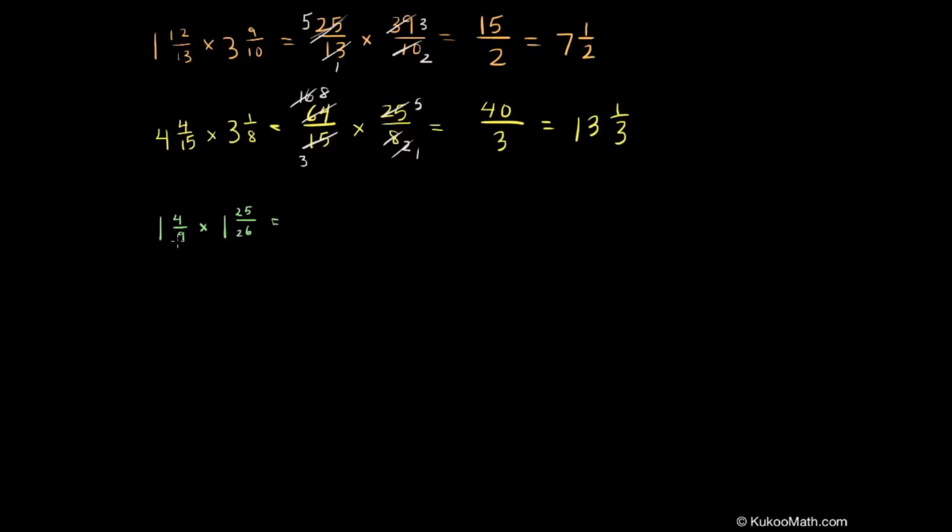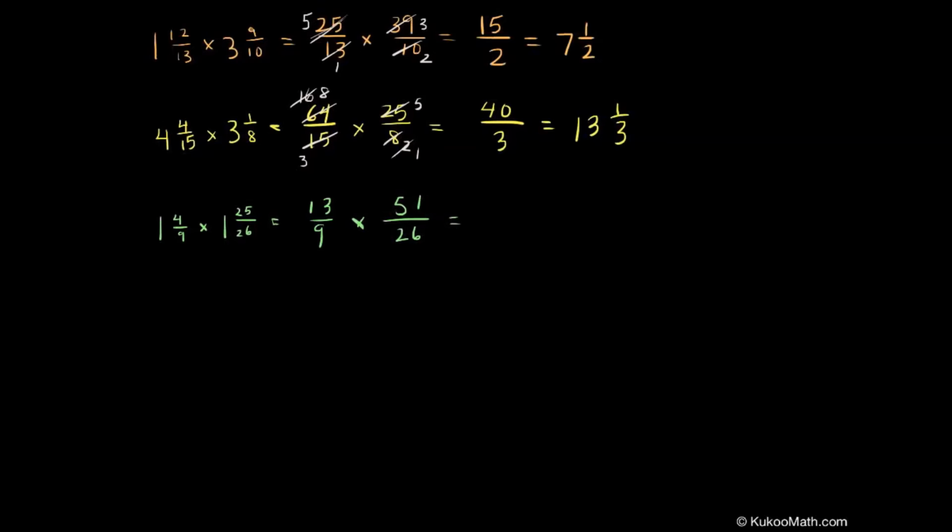Now let's do the next one. 1 and 4/9 times 1 and 25 over 26. So first change to improper form. So this has a base of 9. The top is 13. Times base of 26. And the top is 51.